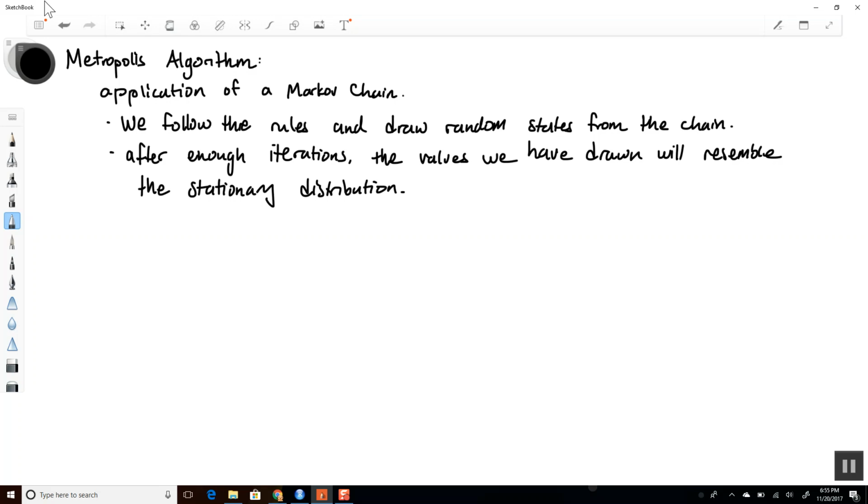Okay, so let me write this down, and then we'll do an illustration to explain this. The Metropolis algorithm is an application of a Markov chain. We follow the rules and draw random states from the chain. After enough iterations, the values we have drawn will resemble the stationary distribution.